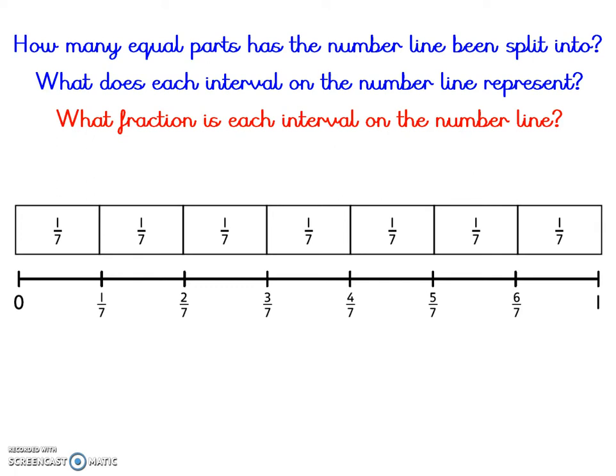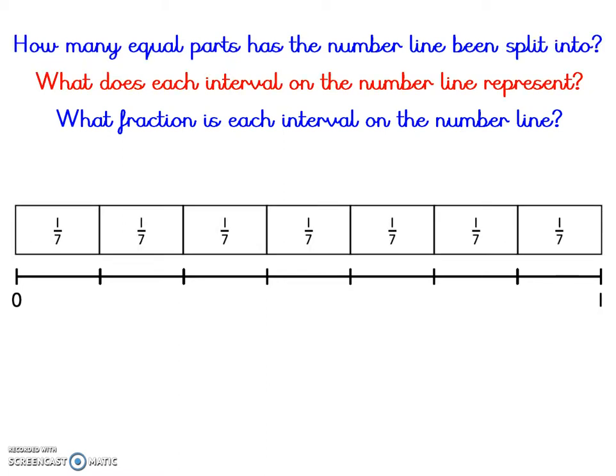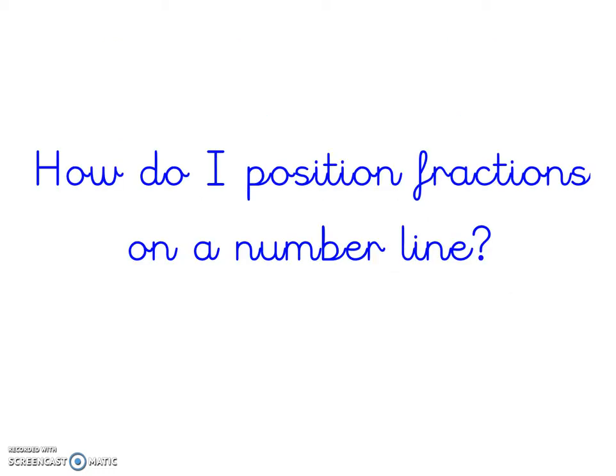So let's remember those 3 steps we have. Look at your number line and work out how many equal parts it's been split into. Use that information to find your denominator and work out the value of each interval on that number line. And finally, apply that understanding, that knowledge of counting on in fractions, to label each interval with the actual fraction that you're working with.